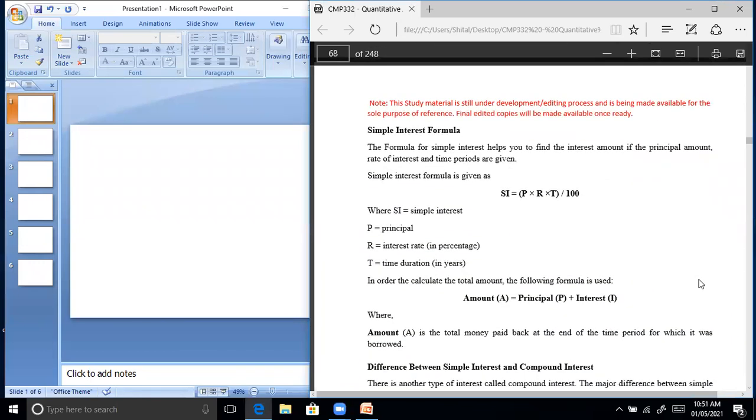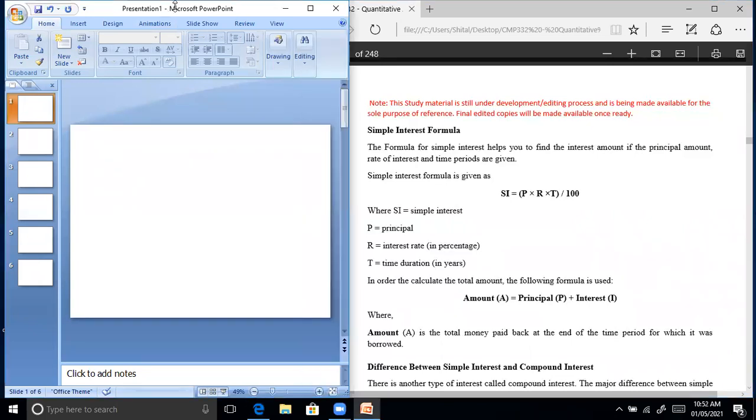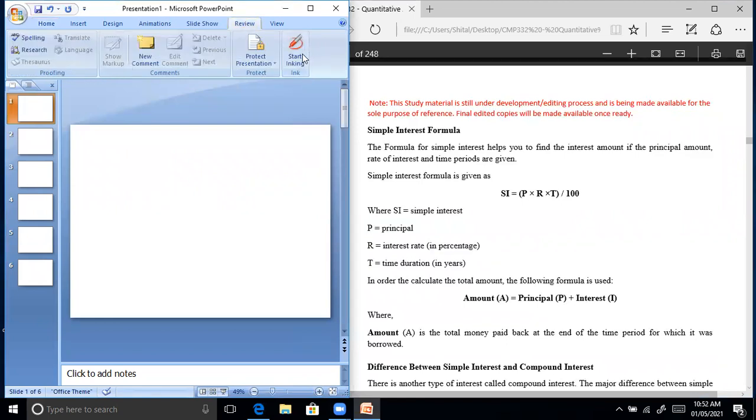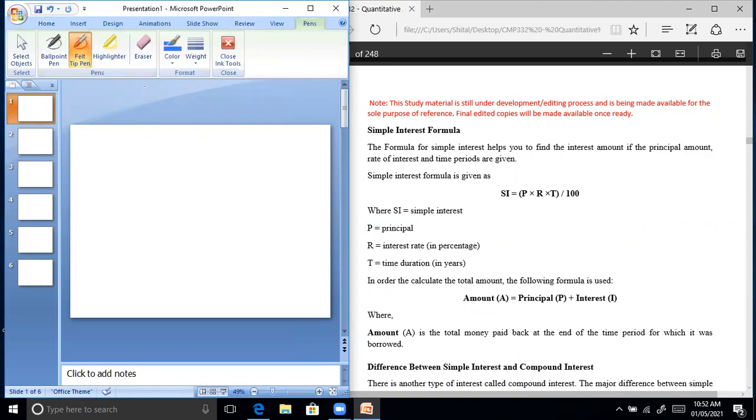So now we will see the formula of the simple interest. The formula for simple interest helps you to find the interest amount if the principal amount, rate of interest and time period are given. So SI equals P into R into T divided by 100. This is the formula for simple interest.